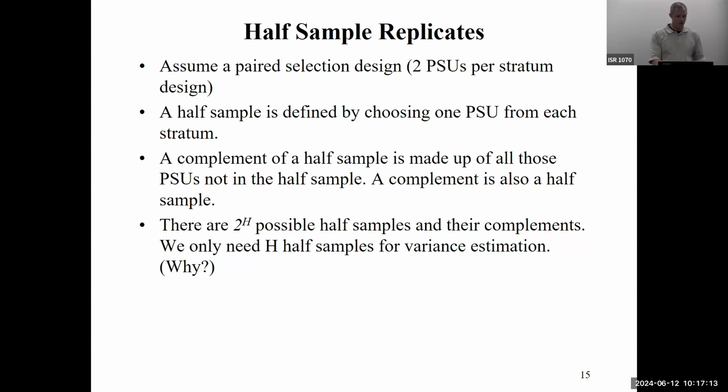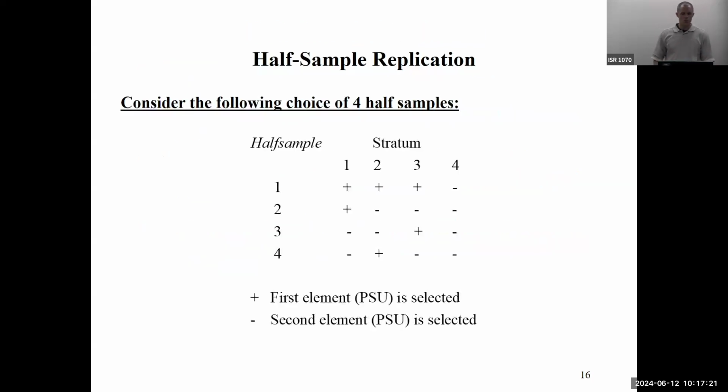Okay, so we do that in a systematic fashion. That's the whole point here. We don't do that at random. All right. So here's one possible choice of 4 half samples.